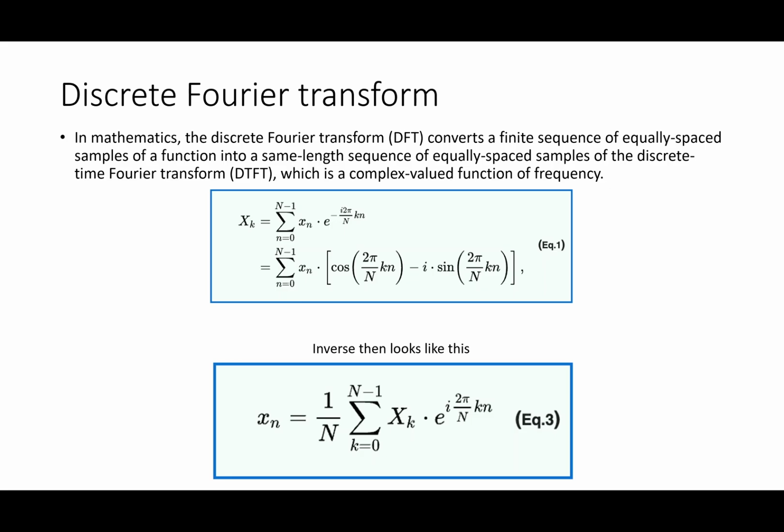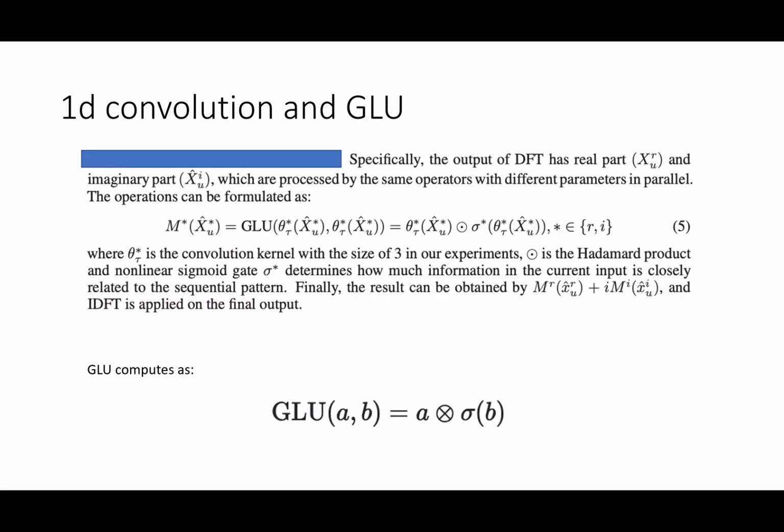Why did we bother going to the frequency analysis? Because the hypothesis is that doing 1D convolutions and trying to learn stuff in the frequency domain of a time series is going to be more beneficial rather than just looking at the time domain. So that's what the paper is trying to do. Specifically, the output of DFT has a real part and an imaginary part, which are processed by the same operators with different parameters in parallel.